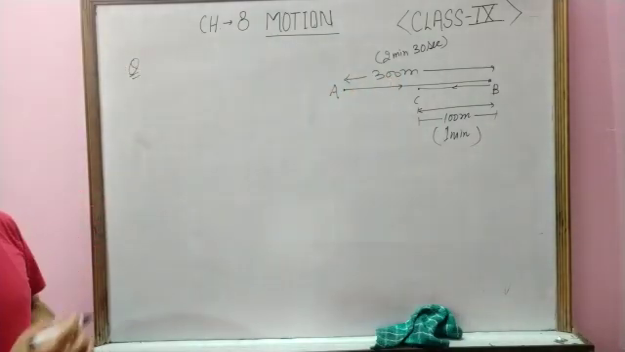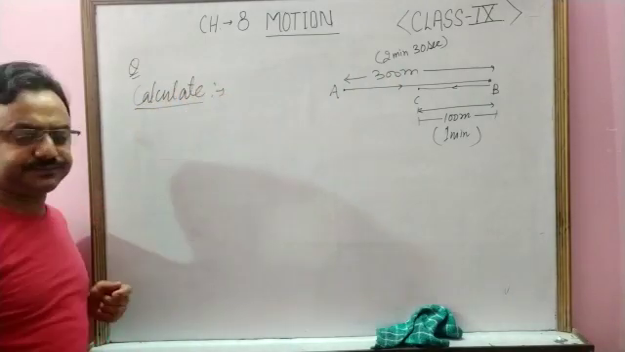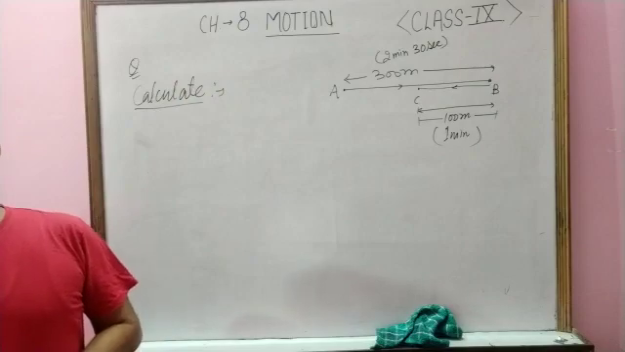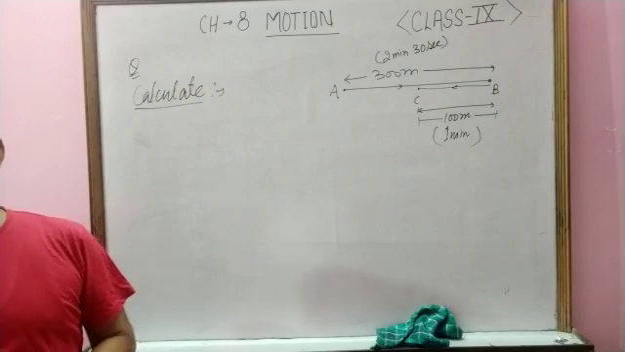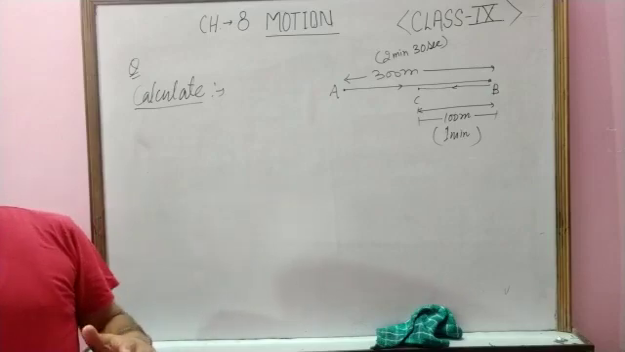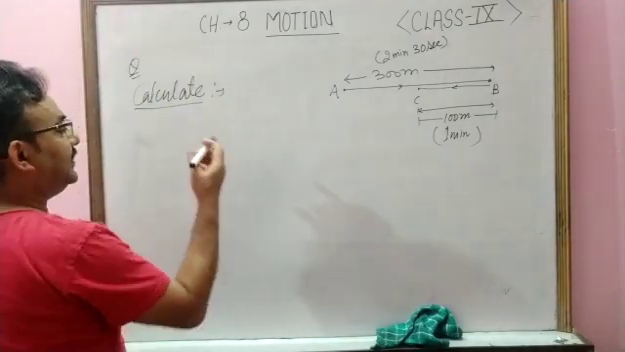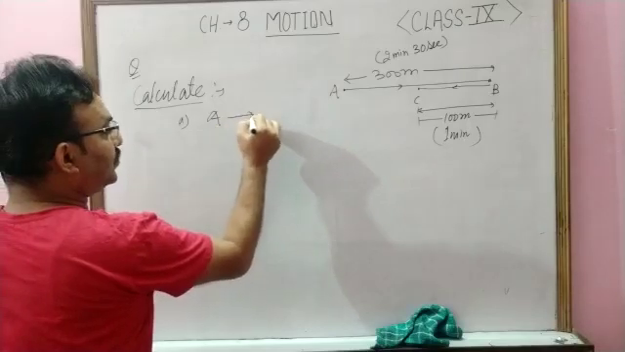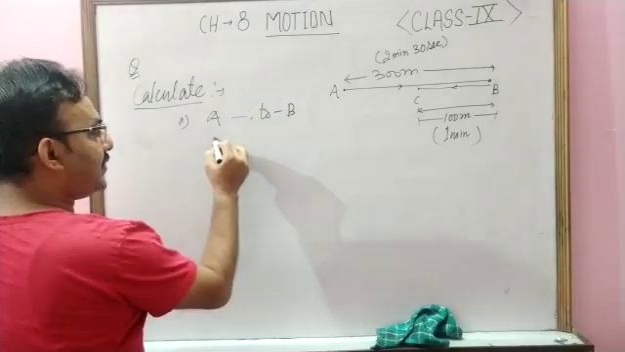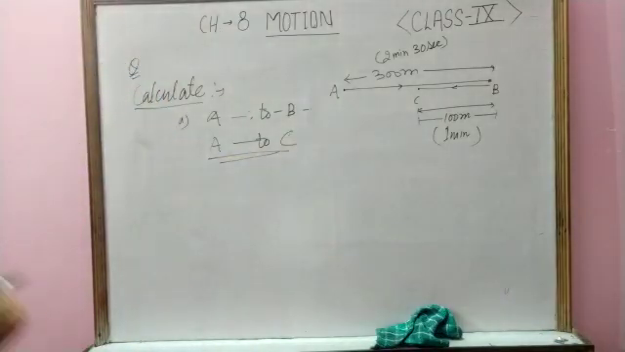Okay, then what do you have to do? Calculate the average speed and average velocity in going from A to B and from A to C. Average speed and average velocity you have to find when going from A to B and A to C. Clear?